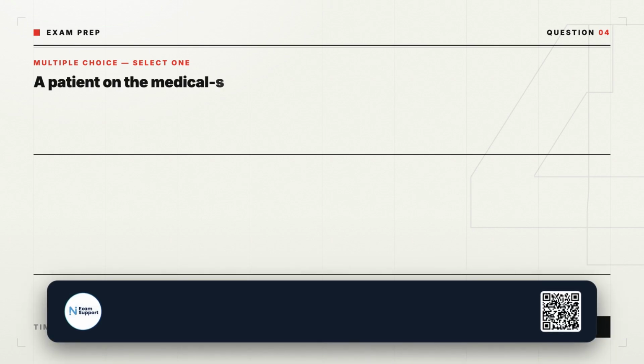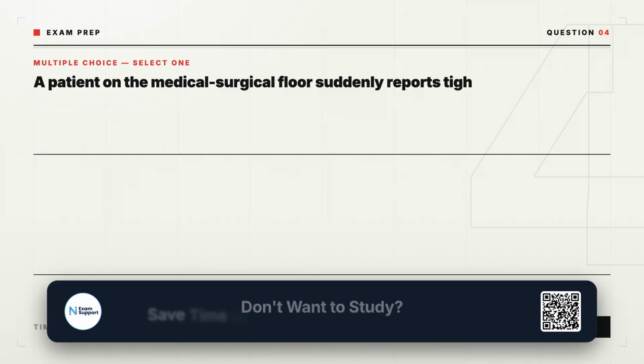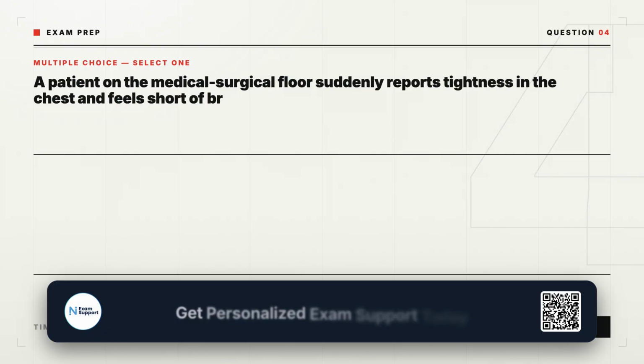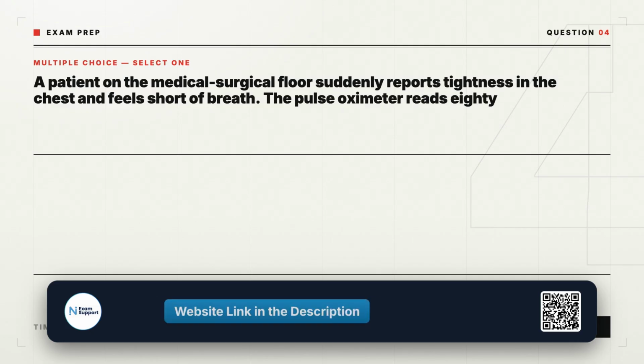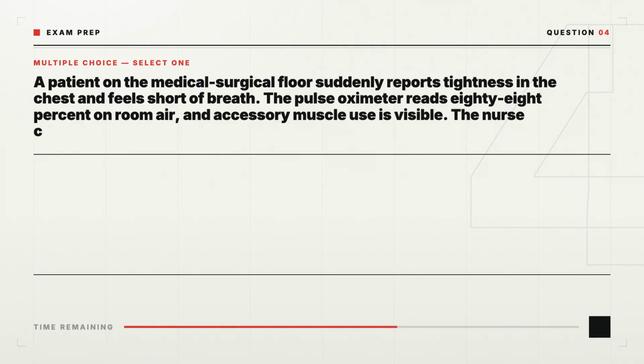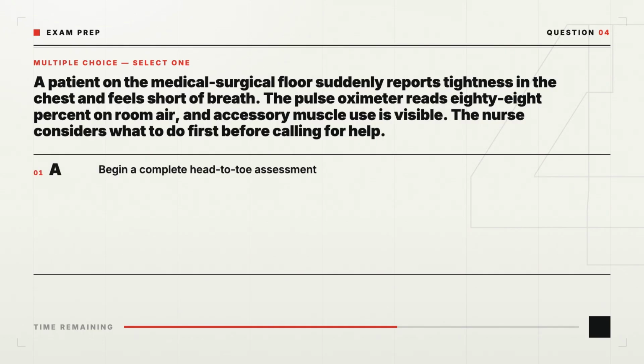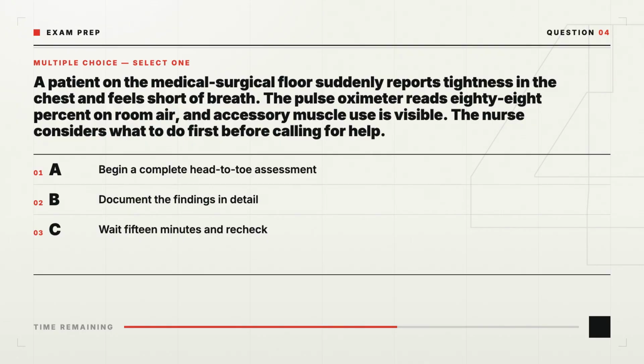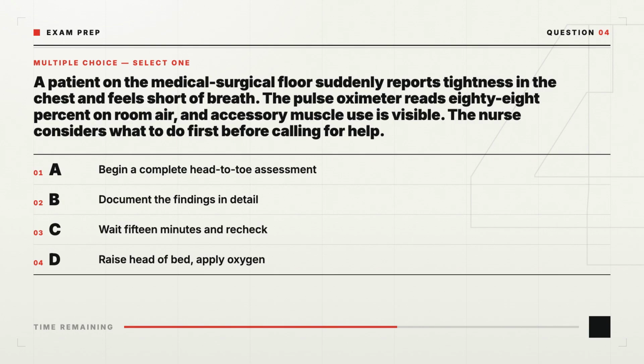Question 4. A patient on the medical surgical floor suddenly reports tightness in the chest and feels short of breath. The pulse oximeter reads 88% on room air and accessory muscle use is visible. The nurse considers what to do first before calling for help. Your options are: A. Begin a complete head-to-toe assessment. B. Document the findings in detail. C. Wait 15 minutes and recheck. D. Raise head of bed, apply oxygen. What's your answer? Commit to one before I continue.